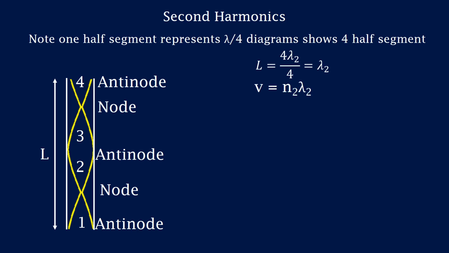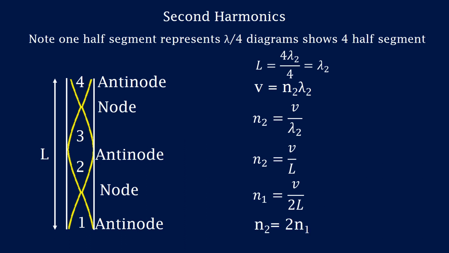We know that velocity v is equal to n2 into lambda 2, and n2 is equal to v upon lambda 2. On replacing the value of lambda 2 as L, we get n2 is equal to v upon L. As n1 is equal to v upon 2L, we get n2 is equal to 2 times n1.